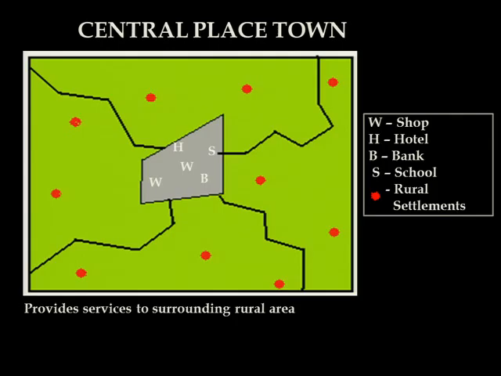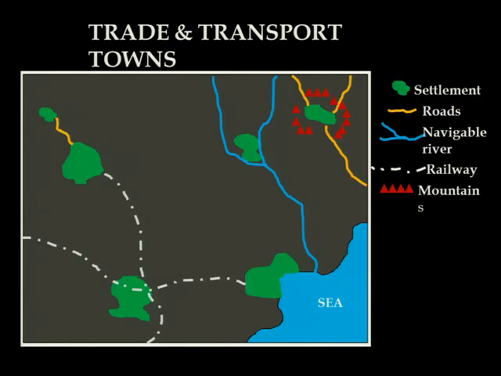So they have to serve these commercial farms. Let us go on. The next thing that comes is the trade and transport towns. Now, trade and transport towns or cities, there's quite a lot of them. Let us check. Now, they are found.